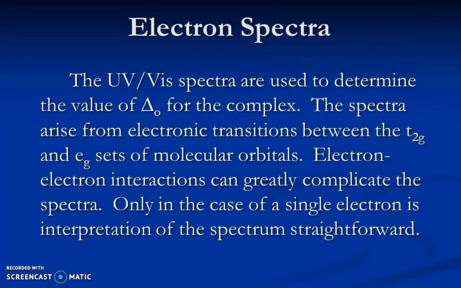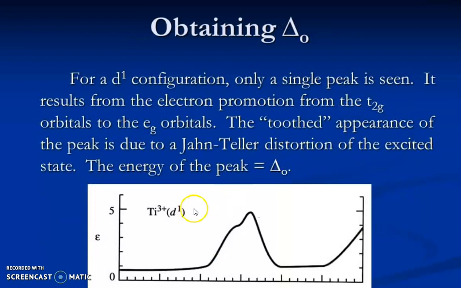Now, UV visible spectra are used to determine the value of delta naught for the complex. The spectra arise from the electronic transition between the t2g and eg sets of molecular orbitals. Electron-electron interaction can greatly complicate the spectrum. Only in the case of a single electron is interpretation of the spectrum straightforward. So, titanium 3 plus, d1, is a one electron system.